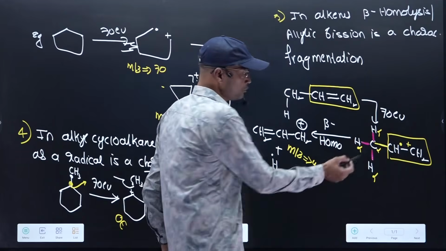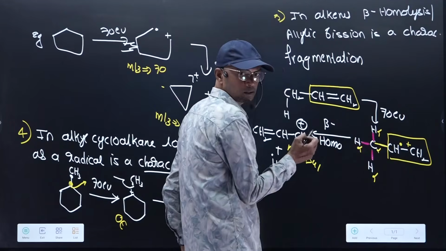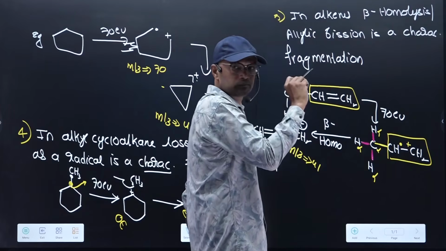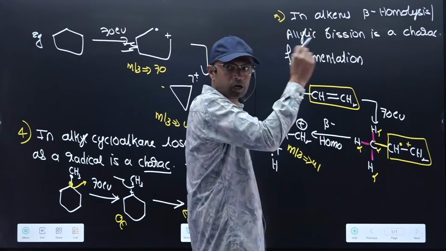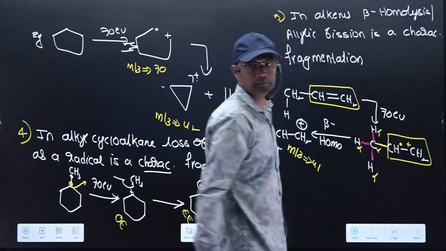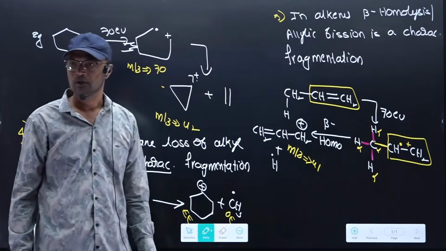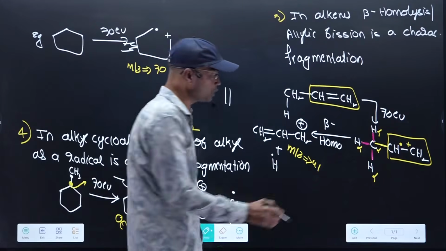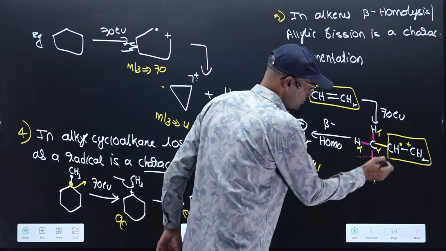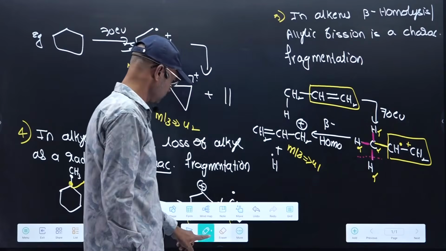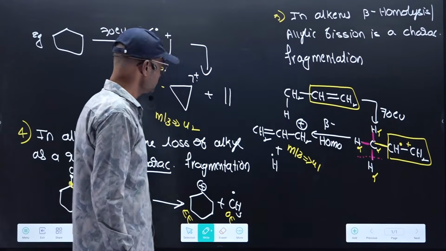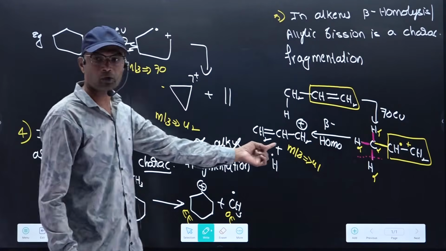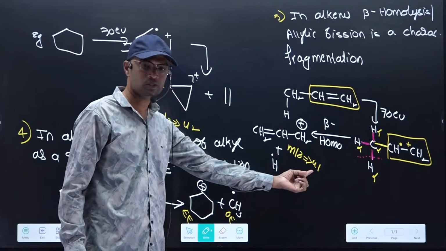Remember, if these two are alpha, the bond is beta. If carbon hydrogen is beta, the bond is gamma. If carbon hydrogen is gamma, the bond is delta, like that. Is it clear? Right. So every time where we need to cleave? Here we need to cleave, like this. So this fragment you need to remember, allyl cation. Allyl cation fragment, how much? 41.